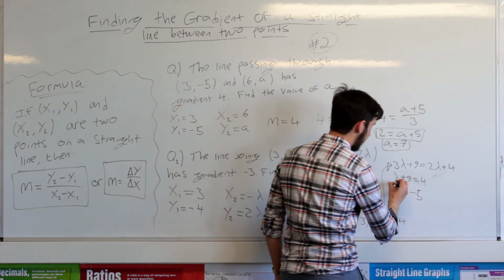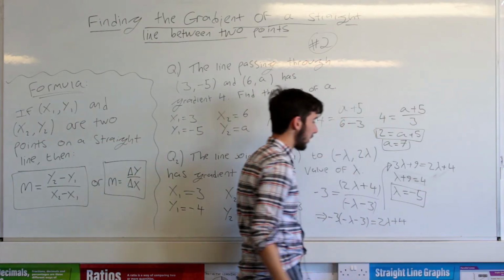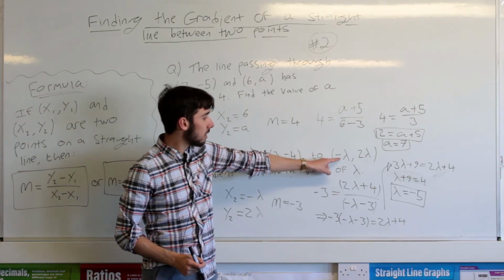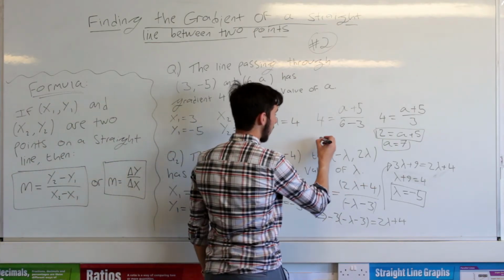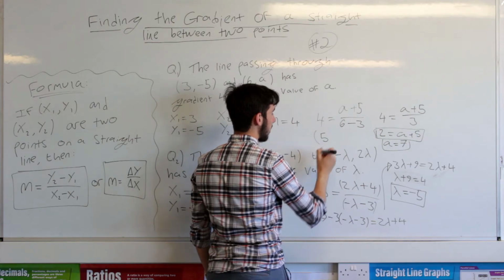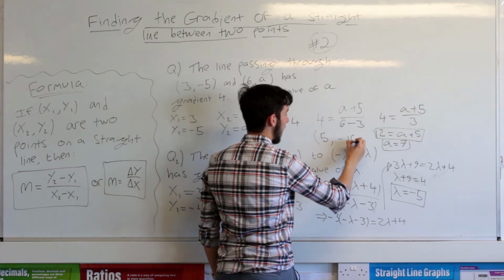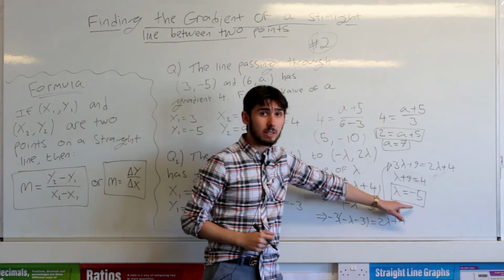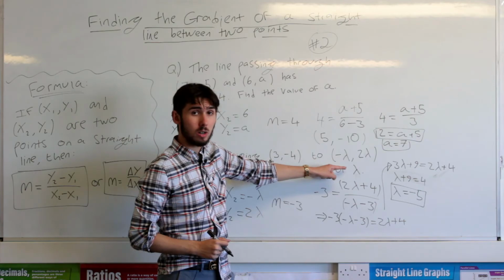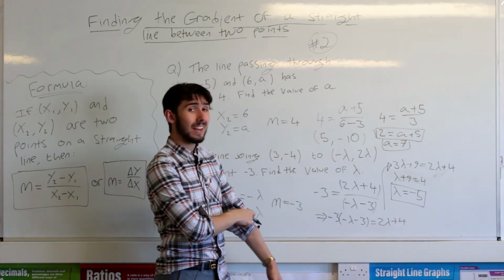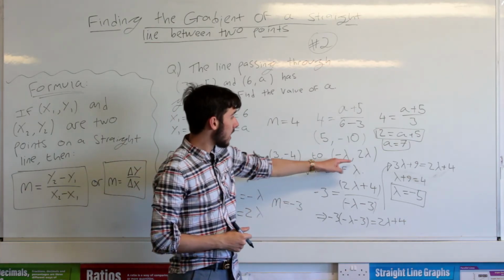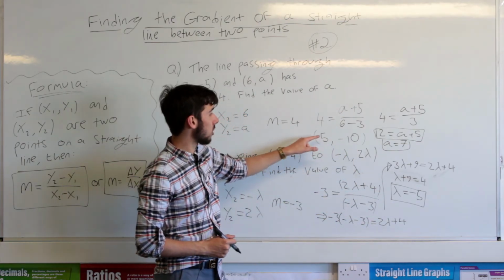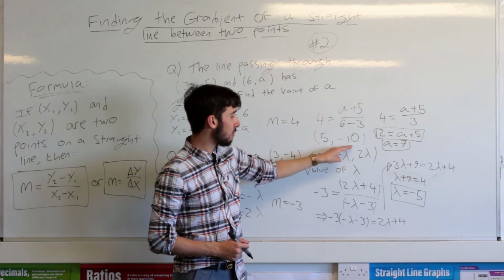So again, this is our answer. Lambda is equal to minus 5, which means that the coordinate here is, I'll write it up here, going to be positive 5 minus 10, because lambda is negative 5. So negative lambda is positive 5. And then 2 lambda is 2 times minus 5, which is minus 10. So actually, this coordinate is 5, minus 10.